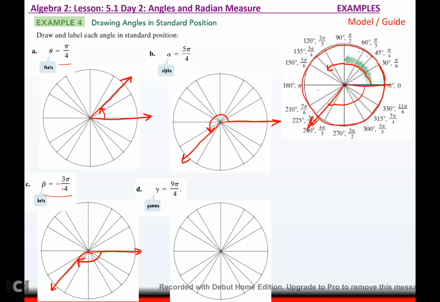Alright, what the heck with D? 9 pi over 4. I don't see any 9 pi over 4s. The biggest over 4 I see is a 7 pi over 4. So how in the heck am I supposed to get to 9 pi over 4? Well, you're going in a circle, guys.